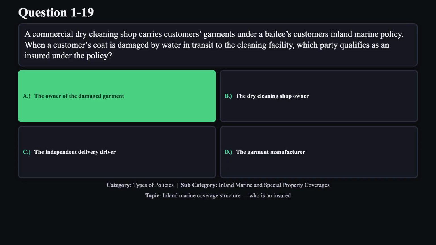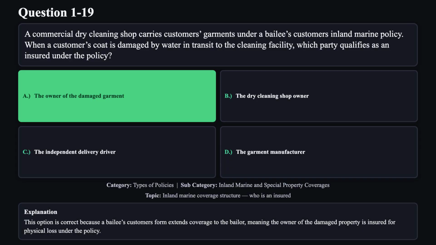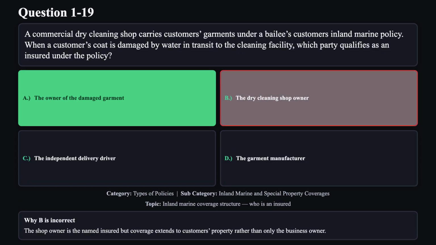The correct answer is A. This option is correct because a Bailee's customers form extends coverage to the bailor, meaning the owner of the damaged property is insured for physical loss under the policy. Reason B is not correct. The shop owner is the named insured, but coverage extends to customer's property rather than only the business owner.